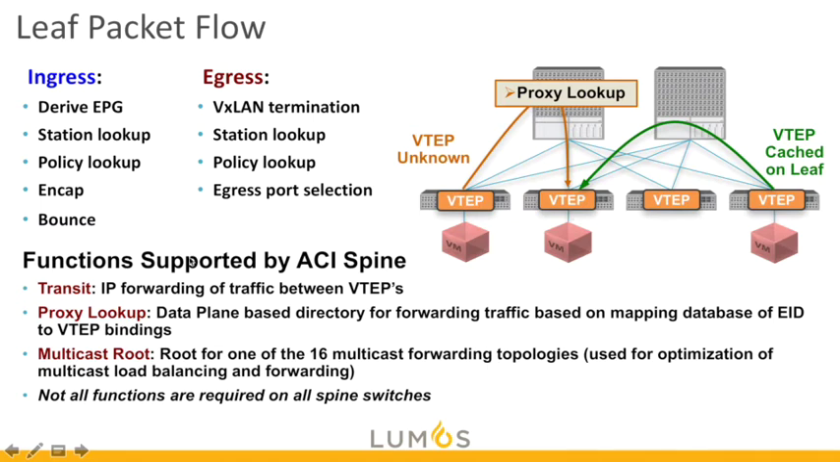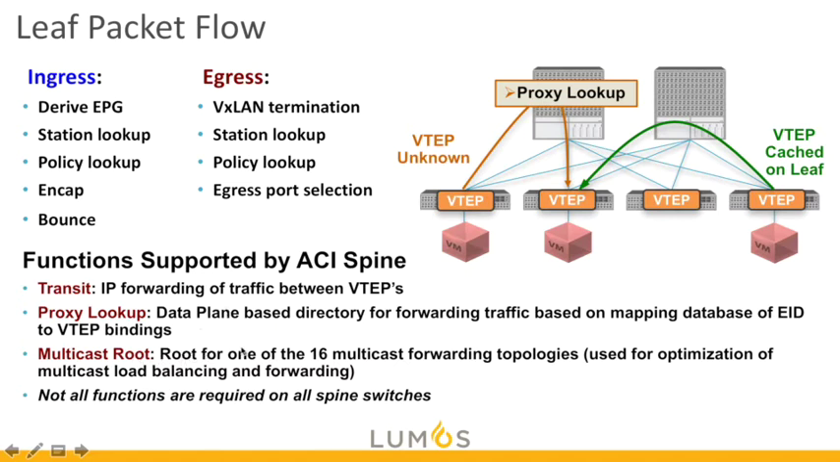So functions supported by the ACI spine: we are transit, IP forwarding to traffic between VTEPs. If it's transit, that means we don't have to do a lookup. We can just forward the packet. We can do a proxy lookup, so the data plane based directory for forwarding traffic based on mapping a database of EID and VTEP bindings, so endpoint ID. So while the leaves do not learn all of the addresses, the spines do. The spines know where everything is. So if you don't know where something is, you send it to the spine, and the spine will make sure it gets forwarded to the correct place.